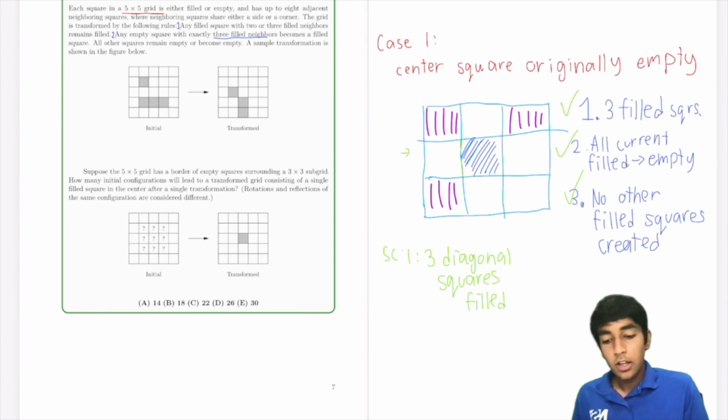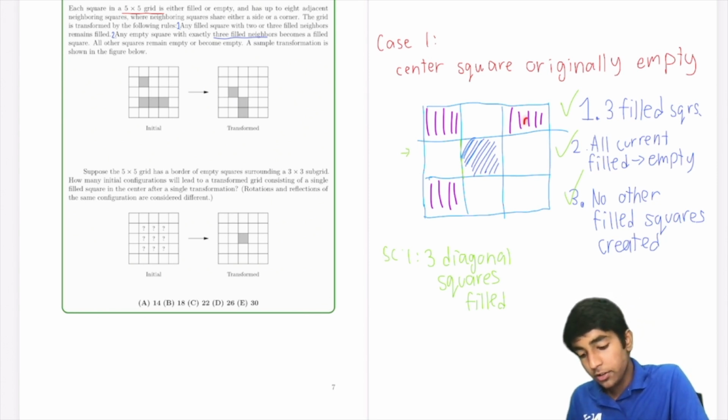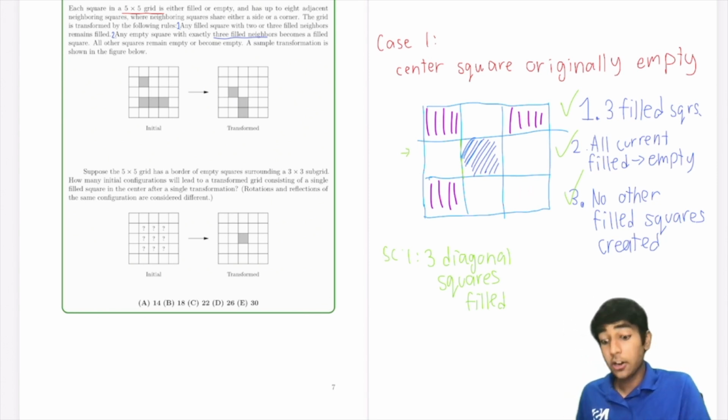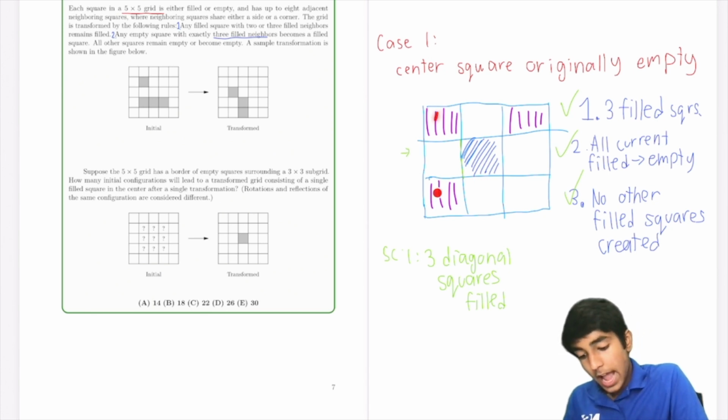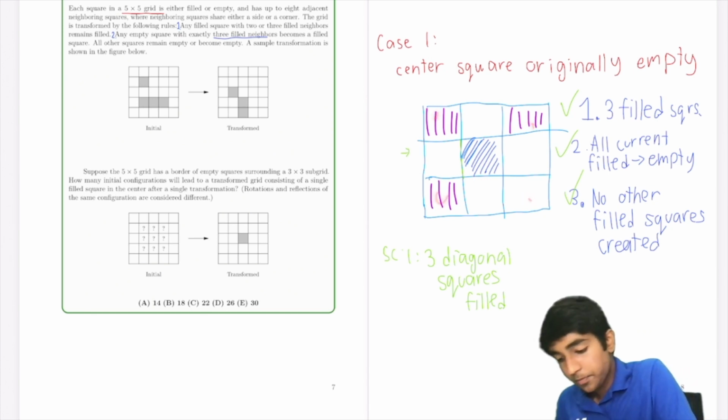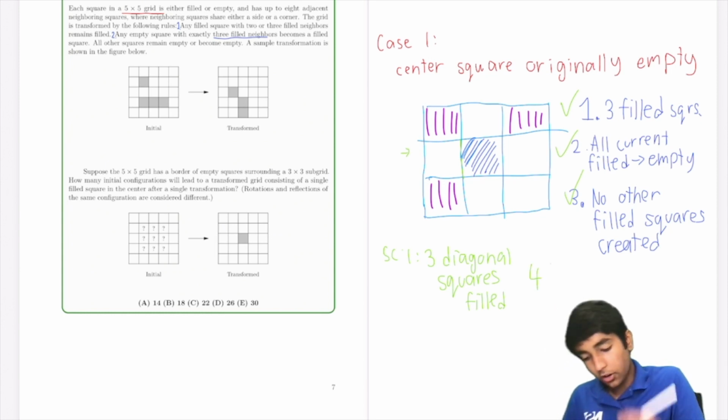How many of them are there? Well, there's four corners. Sorry if I said diagonals earlier. There's 4 corners, and you choose one of them not to be filled. So 4 choose 3.